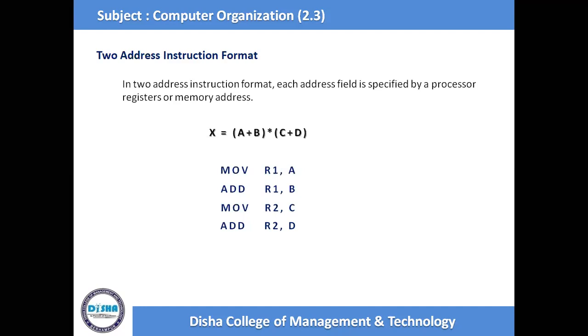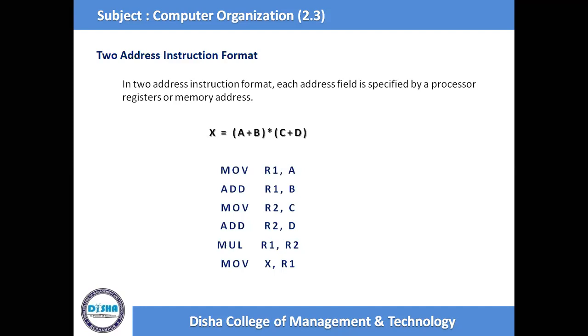So to perform that we need the instruction MUL R1, R2. That means the content of R1, which is the result of A plus B, and the content of R2, which is the result of C plus D, will multiply with each other and the result will be stored in R1. After that we have to vacate R1 for further processing activities, so we use a MOV, or you can use STORE.